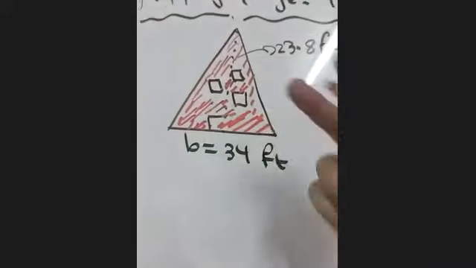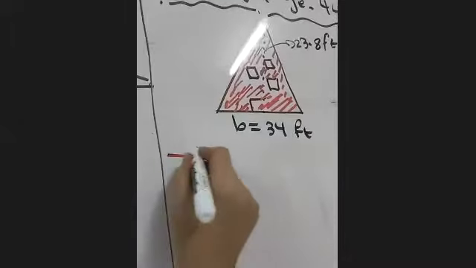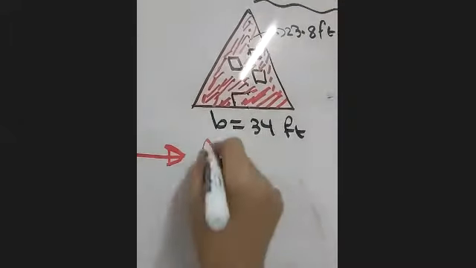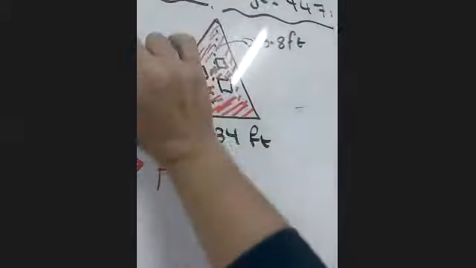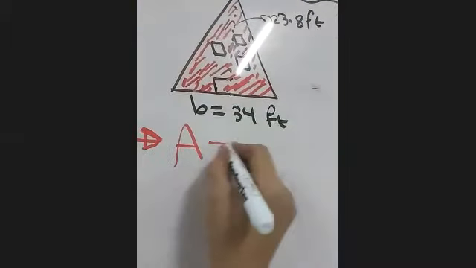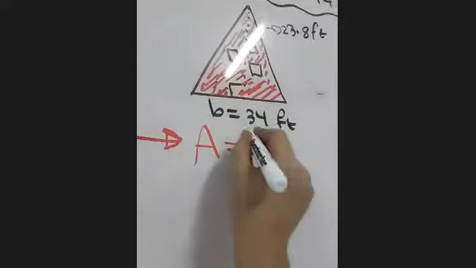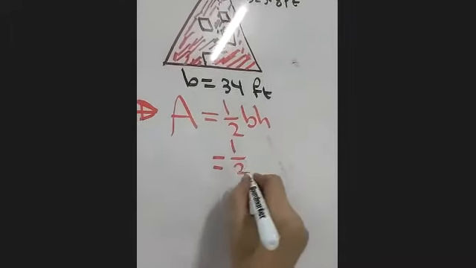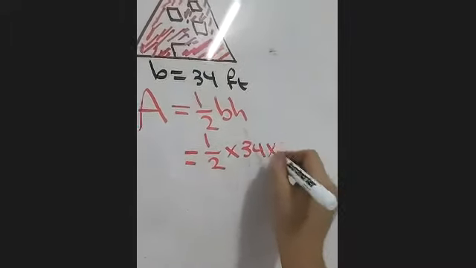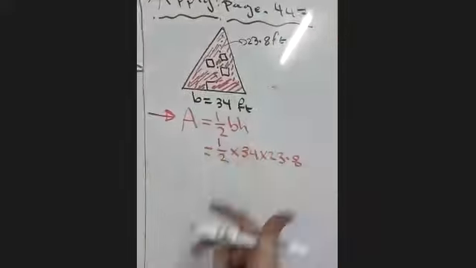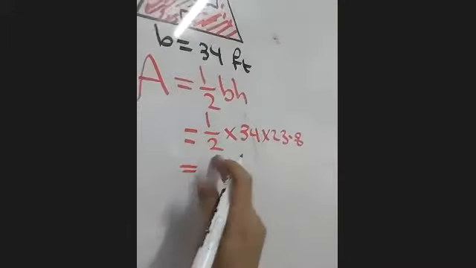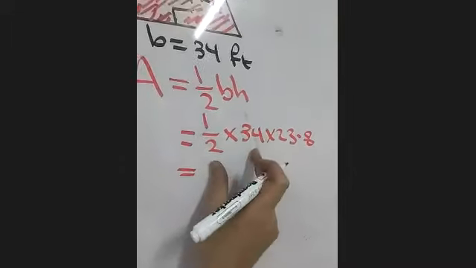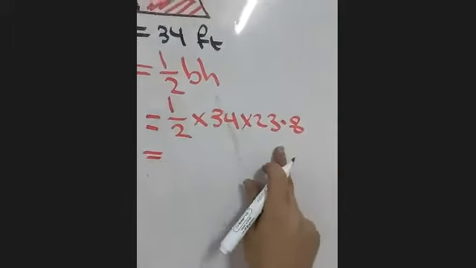So what's the first step, Muhammad? Make the formula. Yes, we find the whole area of the triangle, with the windows, okay? Equals what? Half BH. Good. Then half multiply 34 multiply 23.8. Come on, we use our strategies to find the whole area. Now let's find the area. Half of 34 is 17, right? 17 multiply 23.8. Do you know how much?